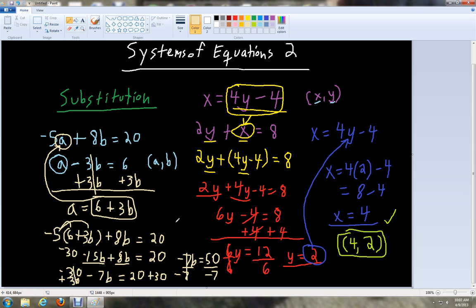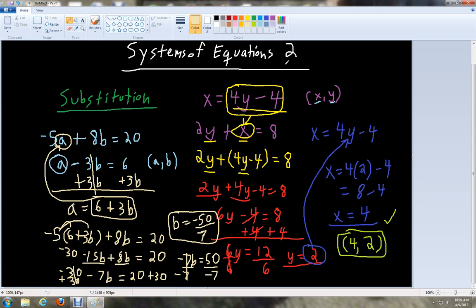So b is going to be equal to negative 50 all over 7. That's an improper fraction, right? And it can't be reduced anymore because 7 is a prime number and it doesn't go into 50. It's negative 50 over 7 is b.